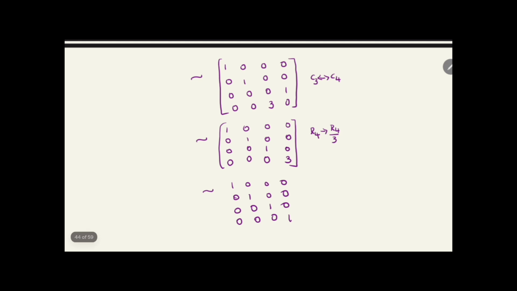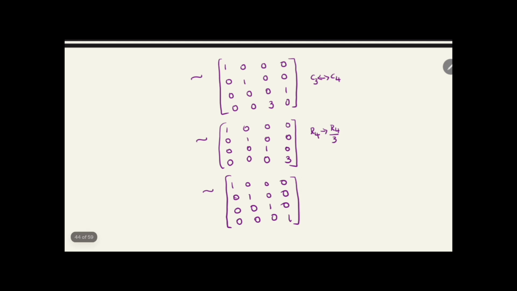Three by 3 is 1. If you observe carefully, this is a 4 by 4 identity matrix: 1 0 0 0, 0 1 0 0, 0 0 1 0, 0 0 0 1. Or you can also count the number of non-zero rows. This is a non-zero row, non-zero row, non-zero row and non-zero row. So therefore the rank of the matrix is 4.